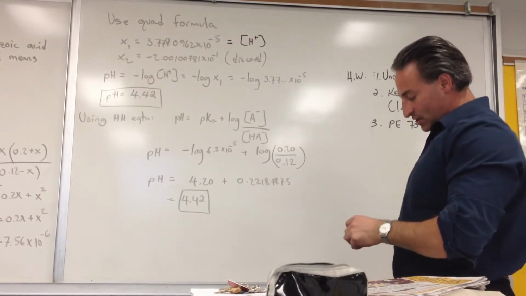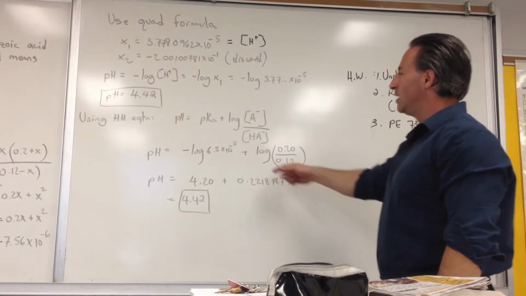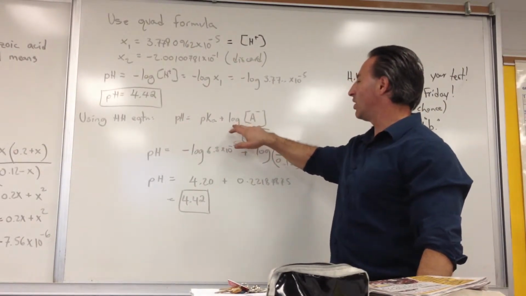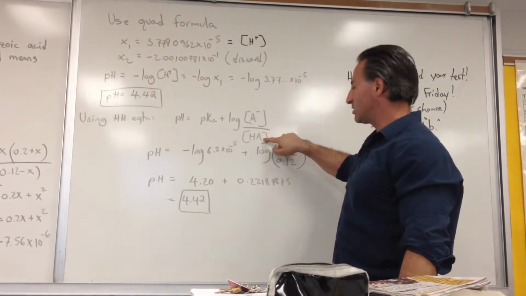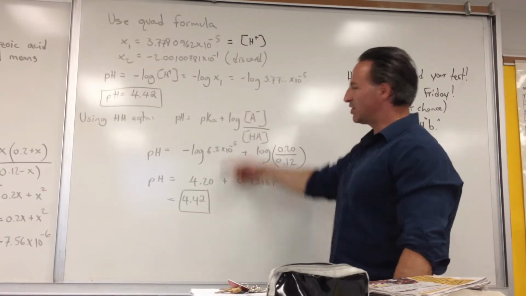Then we use the Henderson-Hasselbalch equation to solve the same problem. We'll see that it's a much shorter solution. The Henderson-Hasselbalch equation says that pH is equal to pKa plus the log of the conjugate base concentration divided by the acid concentration. When we plug in all the values, we get the same number, 4.42, much shorter.